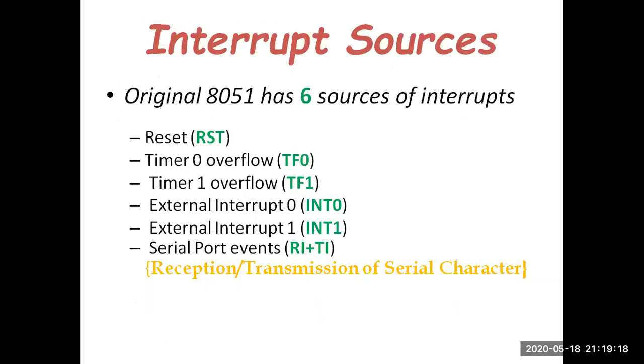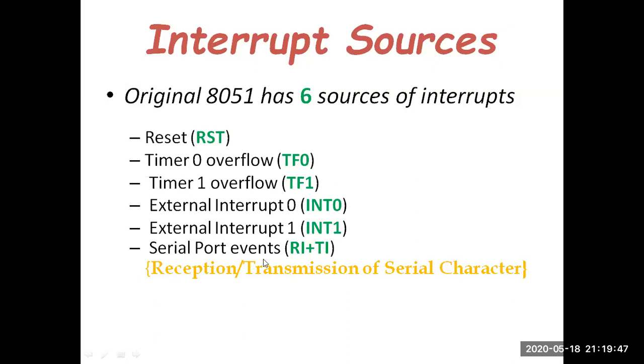So in total, the 8051 has six interrupt sources. The highest priority is reset. Then there are timer 0 overflow and timer 1 overflow, TF0 and TF1. We already discussed that when the timer overflows, it will give an interrupt through the timer overflow flag bits TF0 and TF1. And these are external interrupt 0 and external interrupt 1.